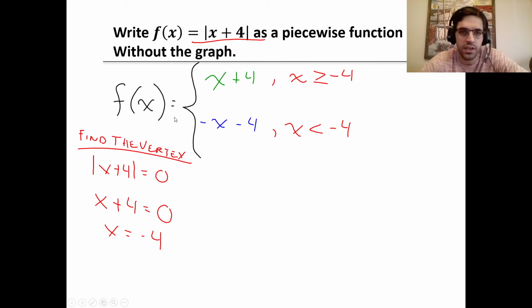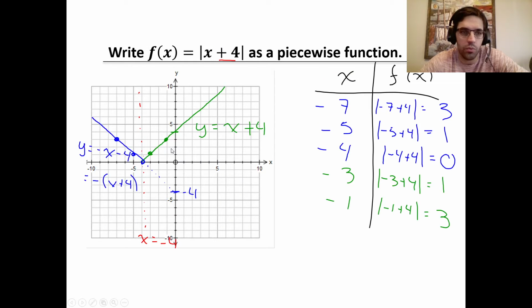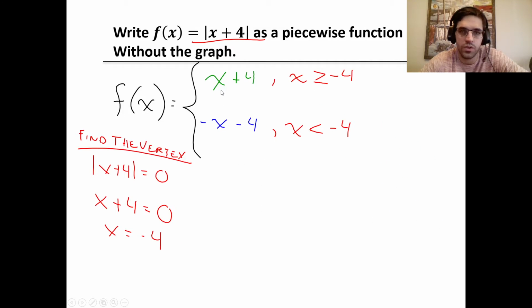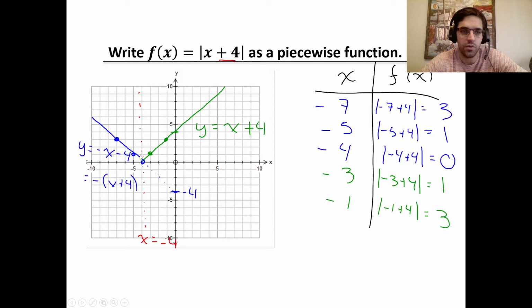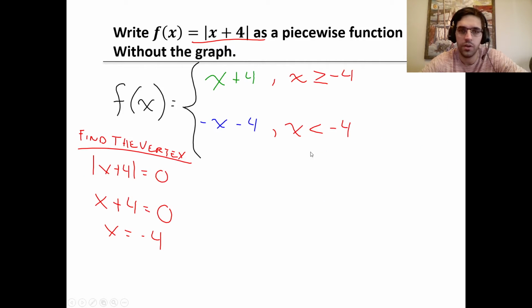And so I'm going to say when we're to the right of -4, it's this green line. So f of x is equal to x plus 4 when we're to the right of -4. That's what this says right here. And then it's going to equal -x minus 4 when we're to the left of x equals -4. So f of x equals -x minus 4 when we're to the left of -4. That's what this says right here.